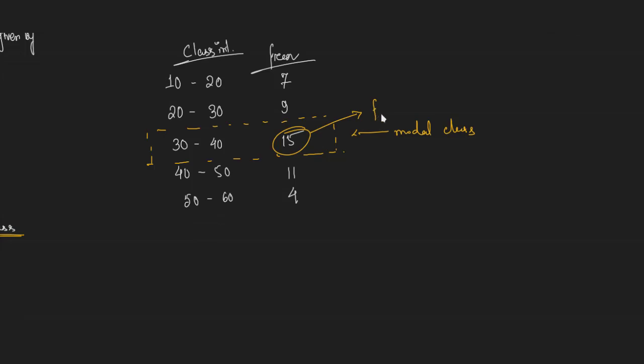The modal class will be f1, the one before will be f0, and the one after will be f2. It's very easy, right? Remember 0, 1, 2: the 1 is in the middle, which is the modal class. And then the lower value is l, and the gap in the class interval is h, right?